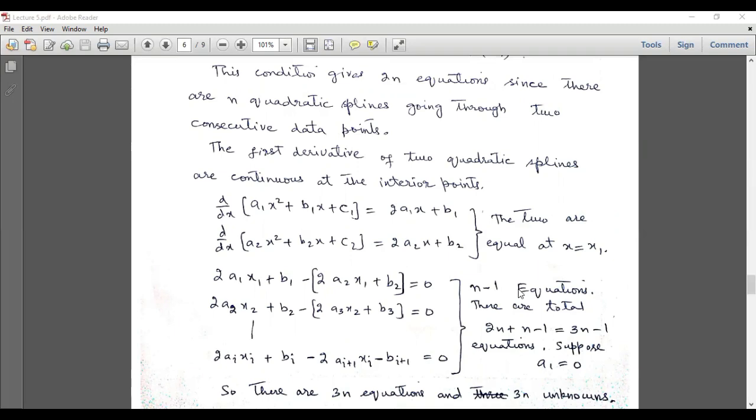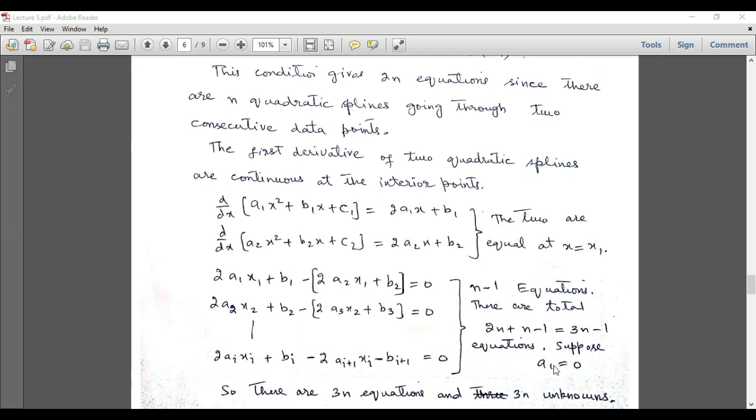So in total, now we have 10 plus 4 equal to 14 equations, and still we are missing one equation. In this case, we can make a very simple assumption: that a1 is equal to 0. This is the first coefficient, and we have assumed that it is equal to 0. So this will give us the 15th equation.